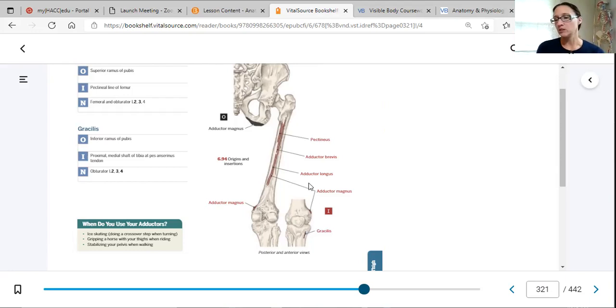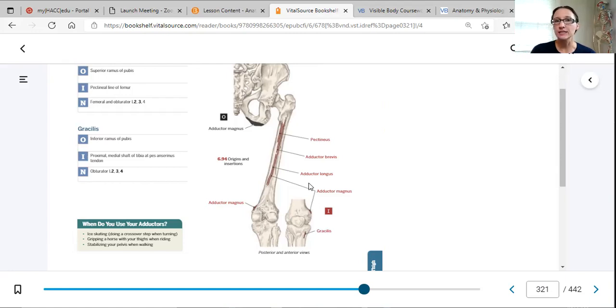Okay, so as far as the actions for gracilis are concerned, these are a bit different, as I mentioned, because 1, it crosses 2 joints, and 2, it's directly on the midline of the body. So this is different. All of the adductors adduct the hip. Gracilis does too. All of the adductors medially rotate the hip. Gracilis does too. Okay, now here's where we vary. Gracilis does not assist to flex the hip. Gracilis flexes the knee instead.